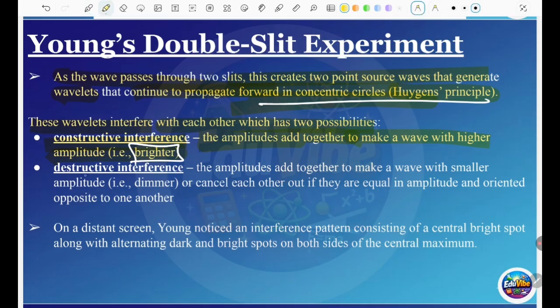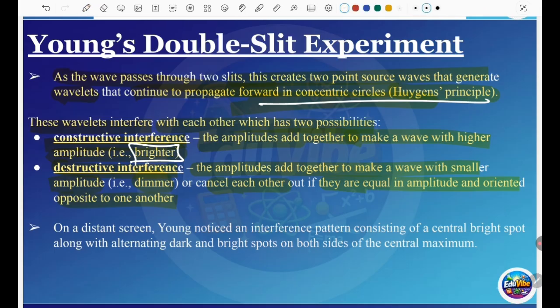And destructive interference is when the amplitudes add together to make a wave with a smaller amplitude, and we get a dimmer kind of light. They cancel each other out if they are equal in amplitude and oriented opposite to one another. So that's all you have to know: constructive interference has the higher amplitude and is brighter, and destructive interference has the smaller amplitude, which is dimmer. That's all you have to know.